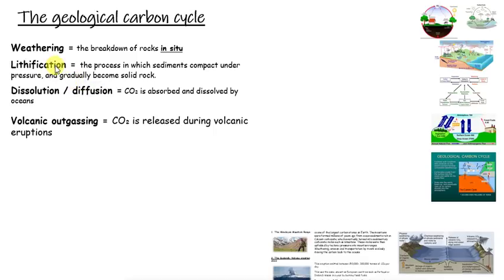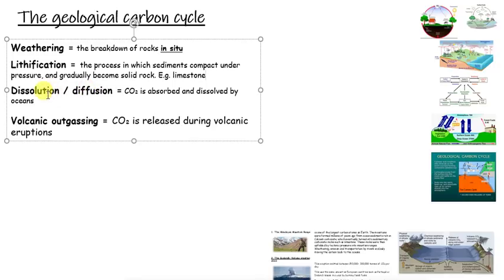Lithification is where rocks are formed. In particular, when sediments sink to the seabed, they build up and get compacted under pressure, and they turn from a sediment and get pressed into a solid rock. An example would be limestone. That's the key one for this topic. Yep, limestone, sedimentary rock.